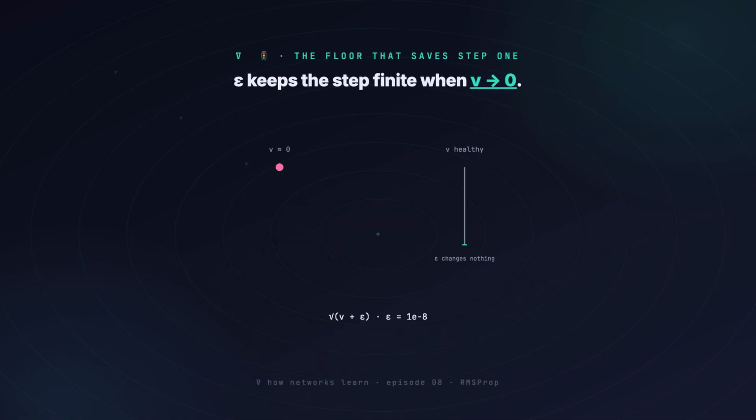And the epsilon, that tiny 1e-8 in the denominator, is not a rounding detail, it's a guard. Early on, or for a parameter that's been silent, V can be essentially 0. Divide by the square root of 0 and you've got infinity. Epsilon is a floor: g over root of V plus epsilon. When V is healthy, epsilon is invisibly small and changes nothing.